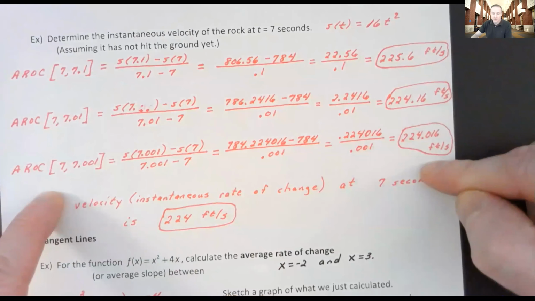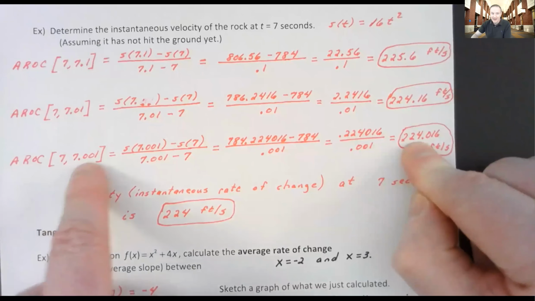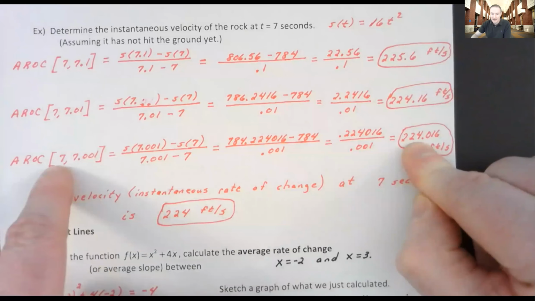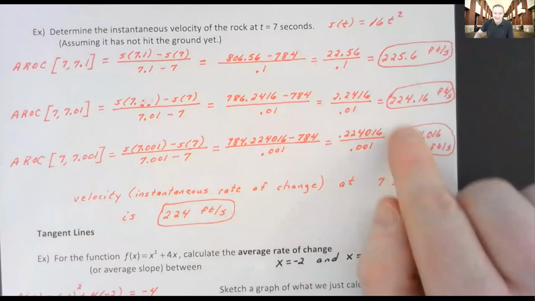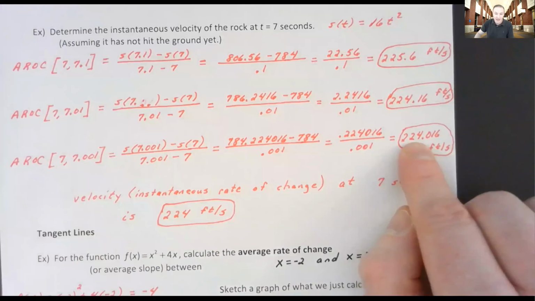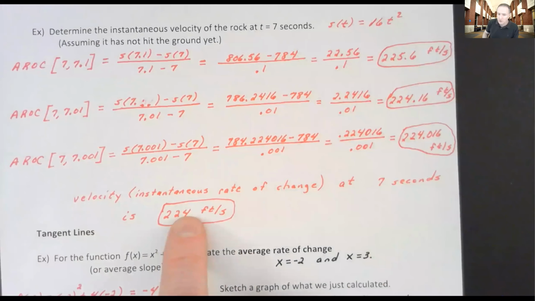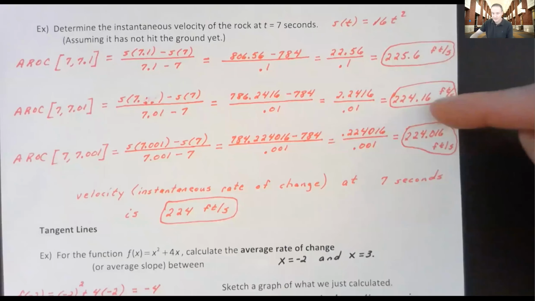So then the question is, we don't want these average velocities. Each of these are average velocities. What number is this getting closer and closer to as this time interval gets very close to each other? As your time interval becomes 0 seconds differential, what is this average velocity going to give us for the instantaneous velocity? And hopefully you see, it's going to approach 224 feet per second. We would say that the velocity, or the instantaneous rate of change at 7 seconds, is 224 feet per second. That would be the limiting value.